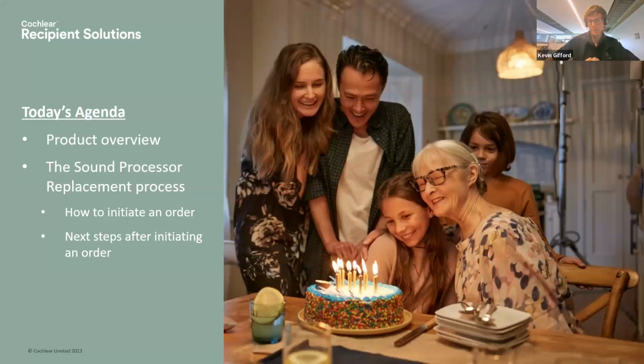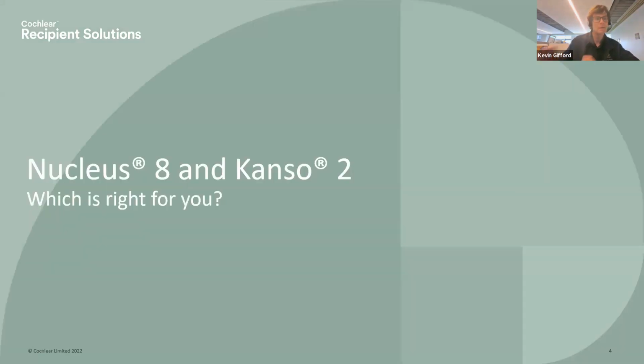In today's webinar, I plan to provide an overview of the upgrade process, how to initiate an order, and then I'm also going to explain the 2 CI Cochlear processors you can upgrade to so you can decide which one is right for you. So let's get started. So the Nucleus 8 and the Kanso 2, those are our newest CI processors.